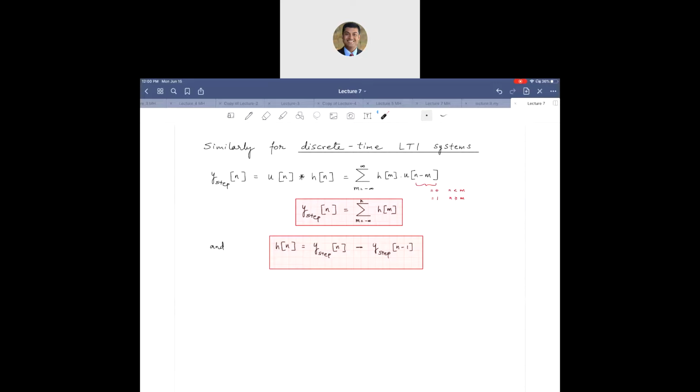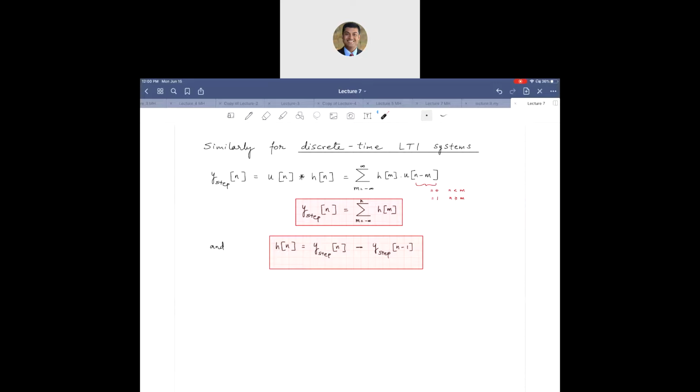So consider y step of n, which is the step response of the discrete time system when the input is u of n, which is u of n convolved with h of n, its own impulse response. This can be written in the form of a convolution sum because now we are dealing with a discrete time system: summation m equals negative infinity to infinity h of m u of n minus m. U of n minus m can now be leveraged because it will help us reduce the limits of the summation. U of n minus m is 0 when n is less than m, and is 1 when n is greater than or equal to m.